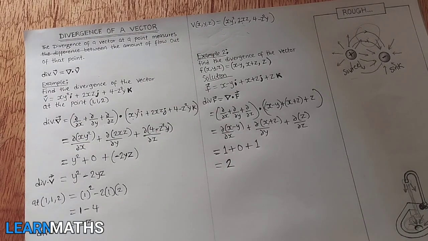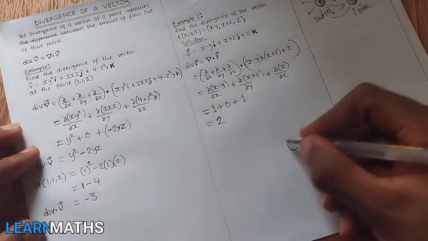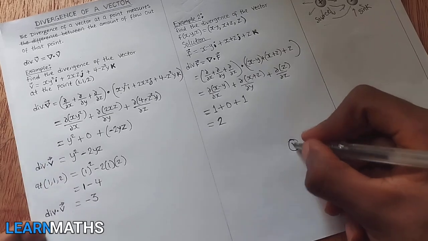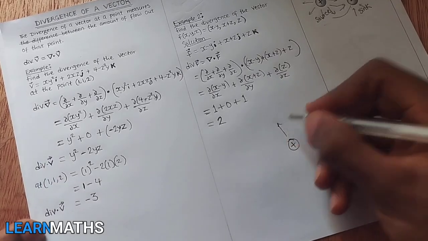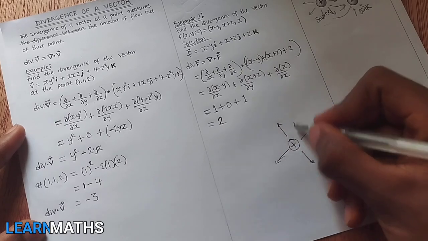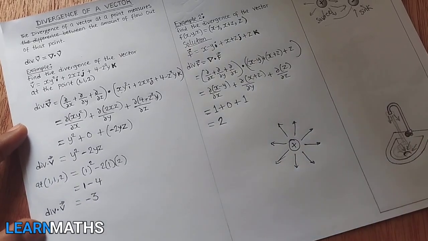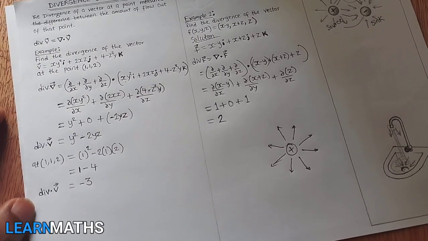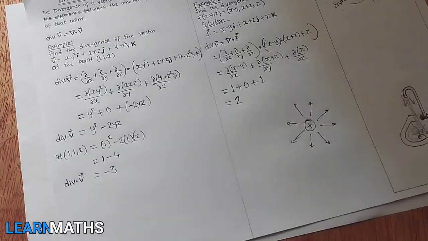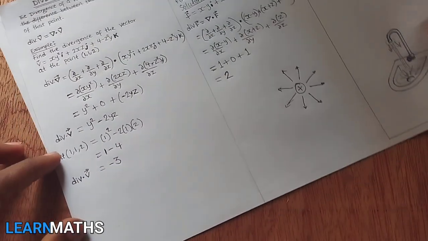So it's going to be a source. Let's say we're working with an electric field vector, just a single source that is diverging away from this point. So that's basically what you do for divergence of a vector.